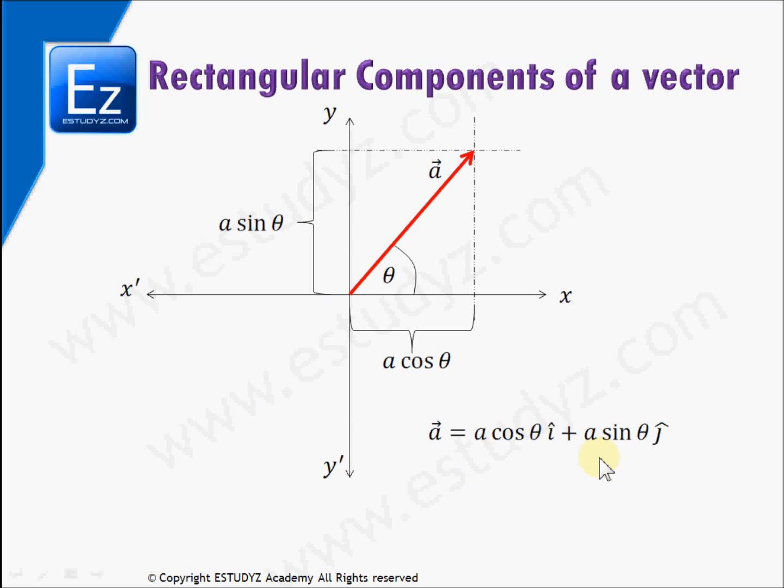Rectangular components of a vector. We have a vector A here, which makes an angle theta with the x-axis. The x component is A cos theta and the y component is A sin theta. So the A vector is A cos theta i plus A sin theta j.